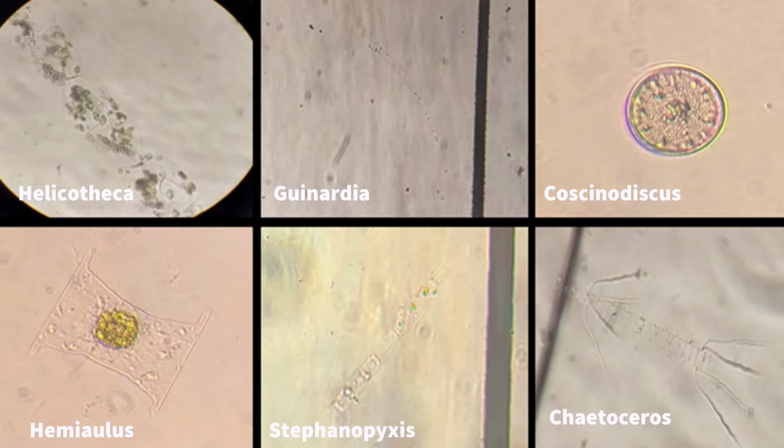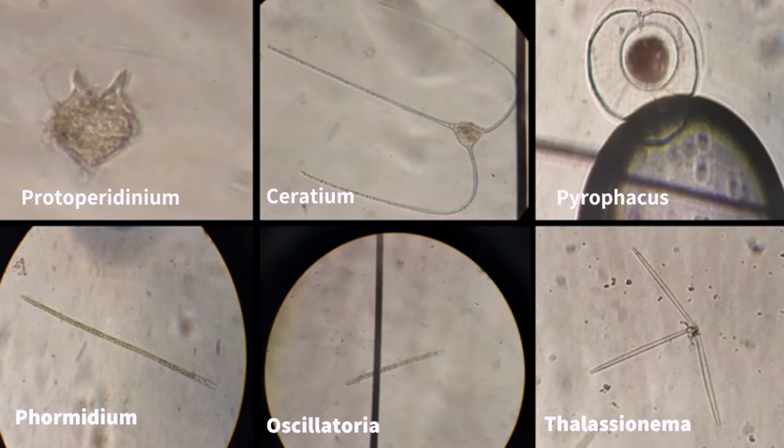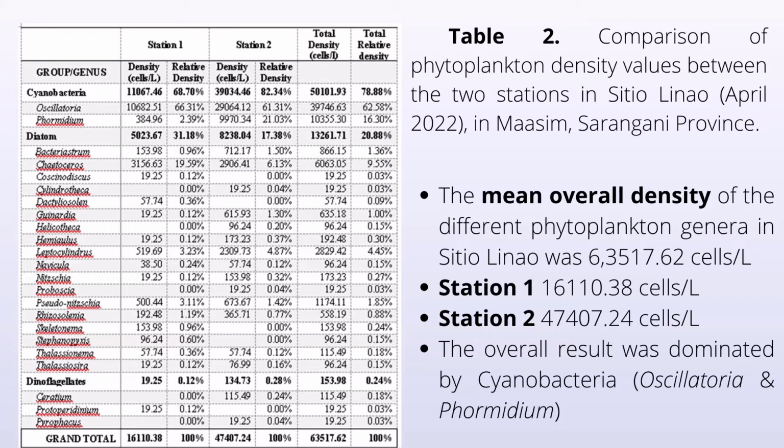So as you can see, here are the actual photographs of the identified genera in the 1 liter samples that we collected in Sitio Linao. So we have Helicotheca, Guinardia, Coscinodiscus, Hemiaulus, Stephanopyxis, Chaetoceros, Protoperidinium, Ceratium, Pyrophacus, Formidium, Oscillatoria, and Thalassionema. Sitio Linao has a total of 23 genera of phytoplankton, comprised mainly of 18 genera in Station 1 and Station 2 respectively.